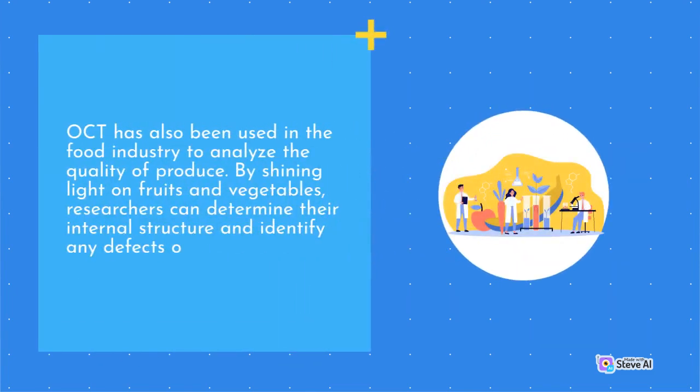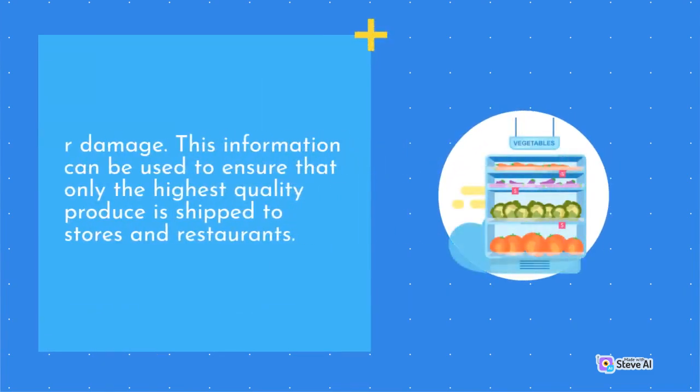OCT has also been used in the food industry to analyze the quality of produce. By shining light on fruits and vegetables, researchers can determine their internal structure and identify any defects or damage. This information can be used to ensure that only the highest quality produce is shipped to stores and restaurants.